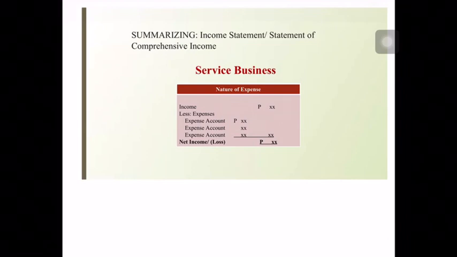Okay, so it may not be proper to look for expenses involved in the manufacturing, the storage, and the distribution of the products, because services are not really stored, services are not really distributed, and they are not necessarily being manufactured, unlike physical goods. That's why I said that under service type businesses, the form usually used in preparing an income statement is your nature of expense.